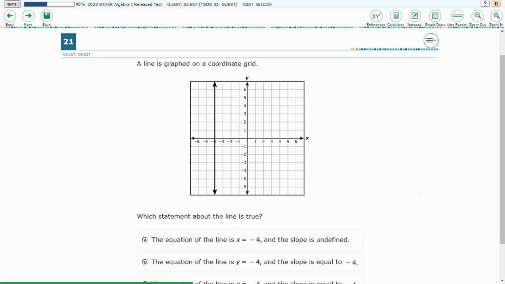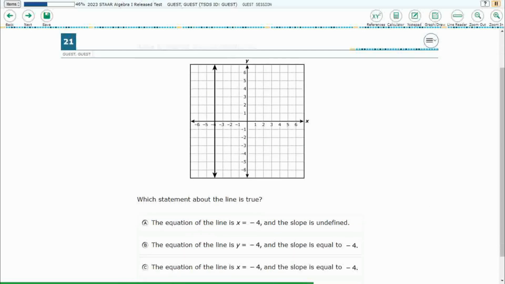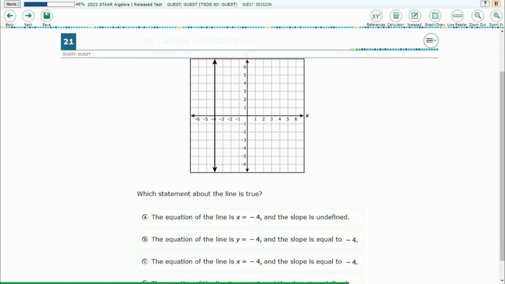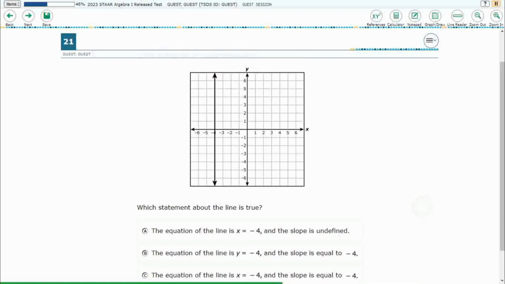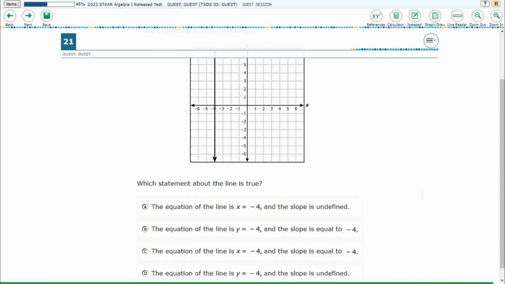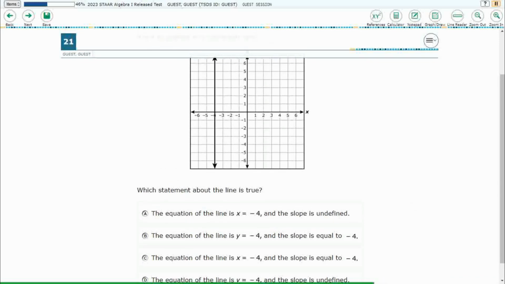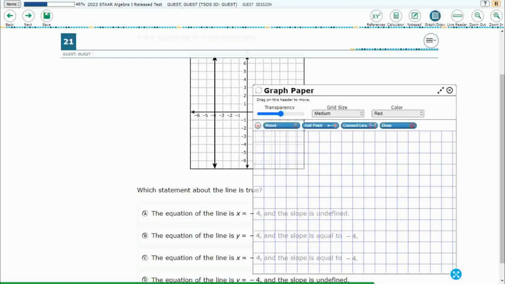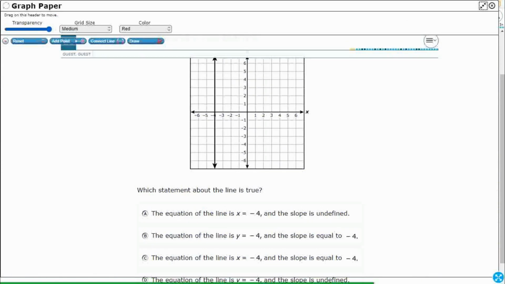Alright, so we have a line graphed on this coordinate grid. You would think it's a linear function because it's straight, right? It's not a parabola or exponential or anything like that. But we actually can define it in a slightly different way since it is a straight vertical line. When you get a straight vertical line or a straight horizontal line, there's a different way you can define that. So let's open up our graph draw feature so we can draw all over this thing.